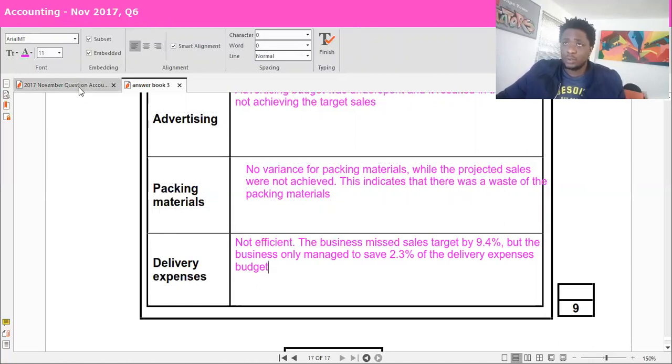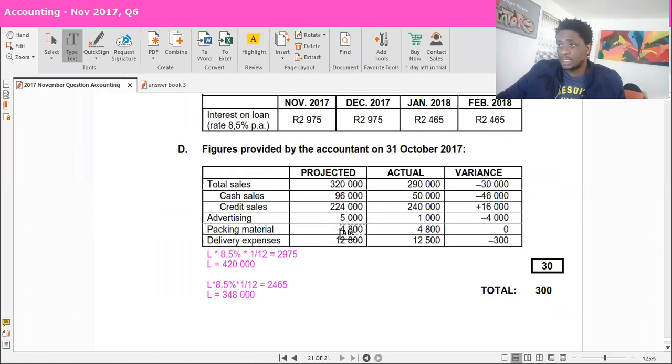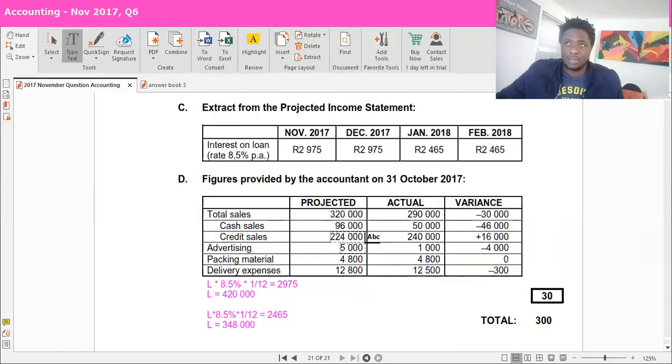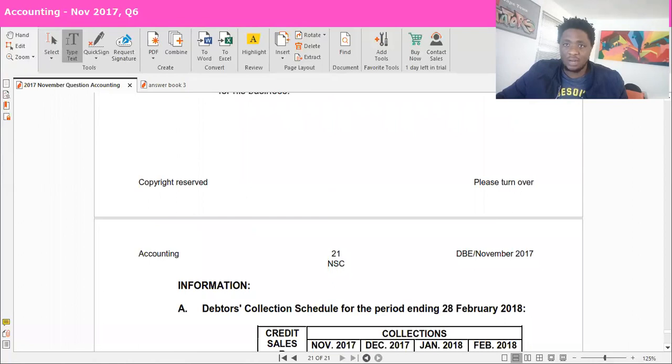The other problem you could identify is this: in the first question, we calculated the percentage of delivery expenses to sales. It was 4%. If you do the same for the actuals, you'll find that it's 4.3%. So you can also point out that we should have been able to keep that 4% the same if we were efficient when it comes to our delivery expenses. And that brings us to the end of the whole question paper.